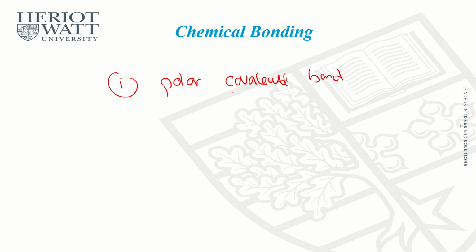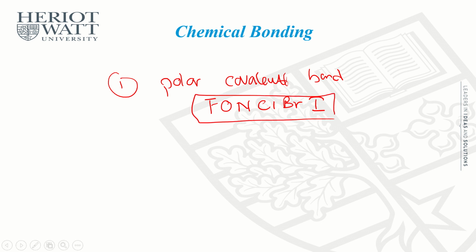Okay, to check whether they have a polar covalent bond or not, check for these elements. When you have these 6 elements in your molecule, F, O, N, Cl, Br, I, then the covalent bond is usually polar, except when the same element is present, such as F and F, or O and O. This is non-polar, of course, because they are the same.